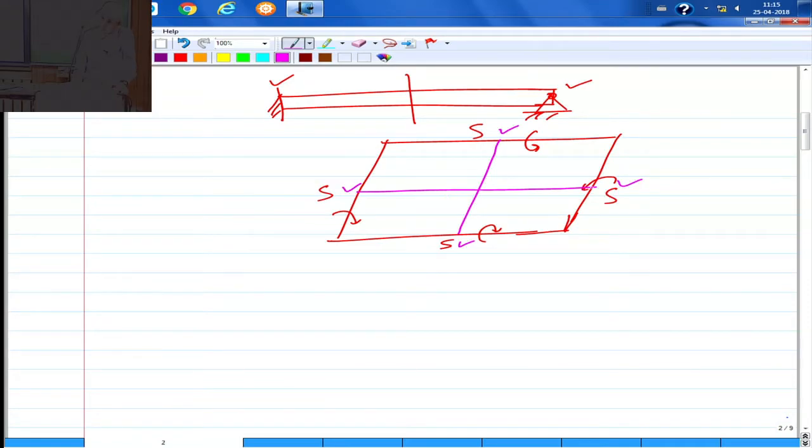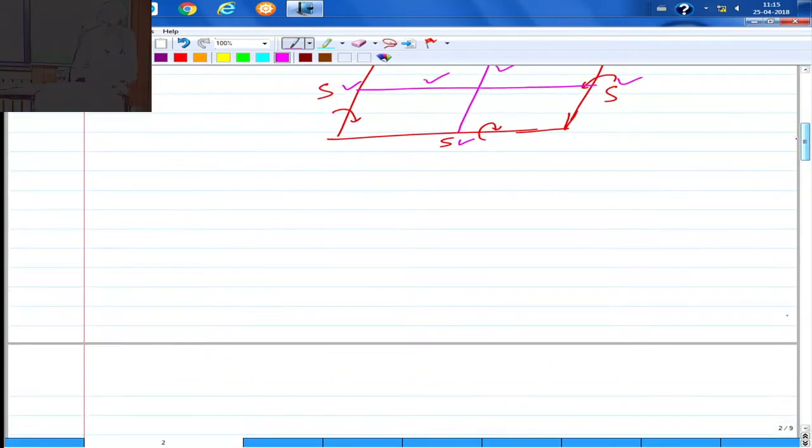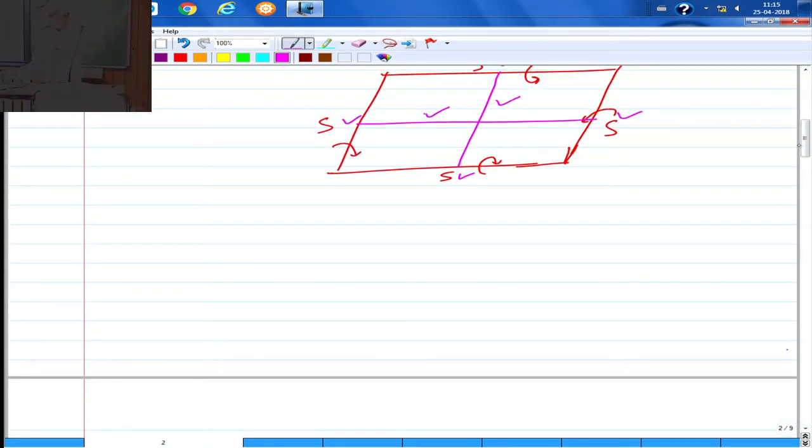So the modes would be under three categories: symmetric about both the structural symmetry lines, or antisymmetric about both lines. One example is when the whole thing is vibrating, going up or going down. That is a mode which is symmetric about both the lines.